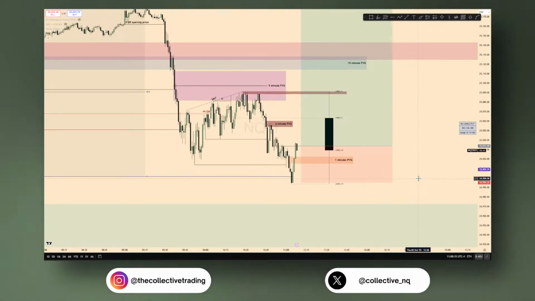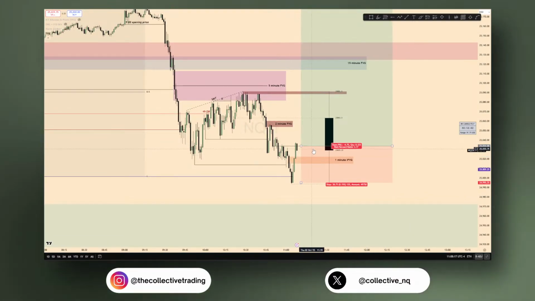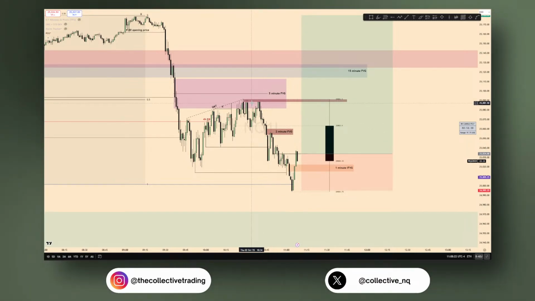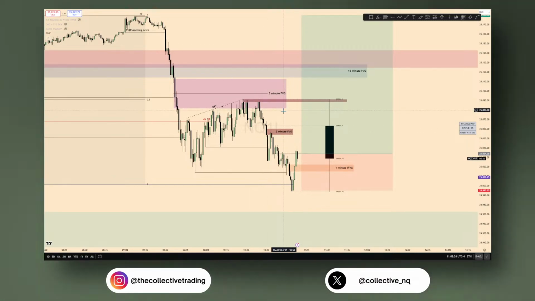So I would have been taking out a break even right there for the short. So it's not like it really would have mattered anyway. I'm just looking at this long structure now.